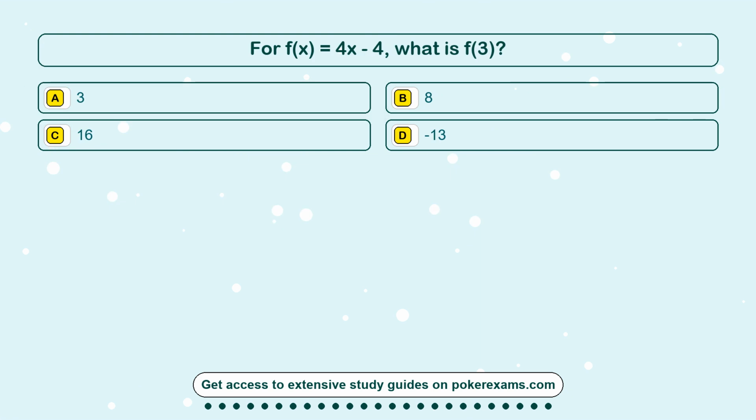Question 15. For f of x equals 4x minus 4, what is f of 3? Option A 3. Option B 8. Option C 16. Option D minus 13.